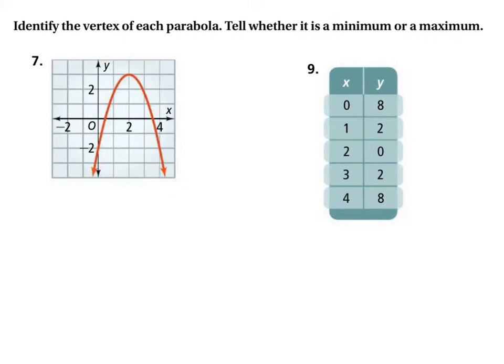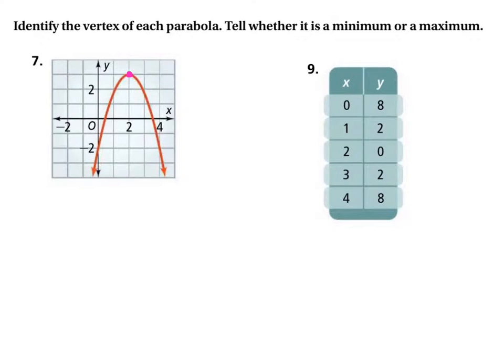All right, here we're identifying the vertex of each parabola. You can see it as a graph in number 7, and you can see it as a table in number 9, and I'm going to show you how to identify it both ways. First, the vertex is the highest or lowest point, and just visually, if you look at number 7, you should be able to see the highest point right there at the top, okay?